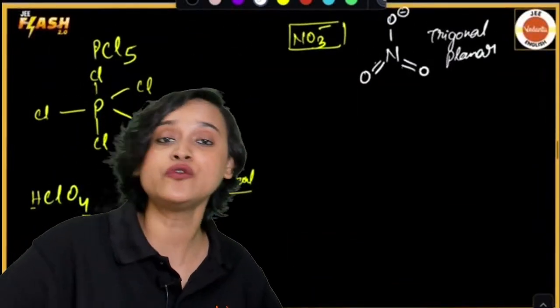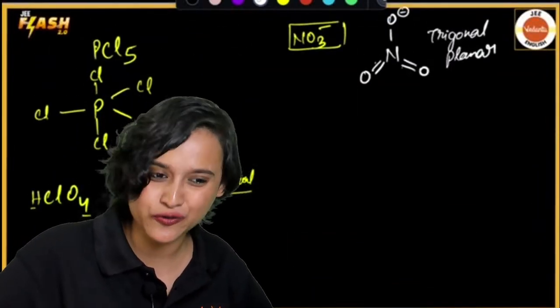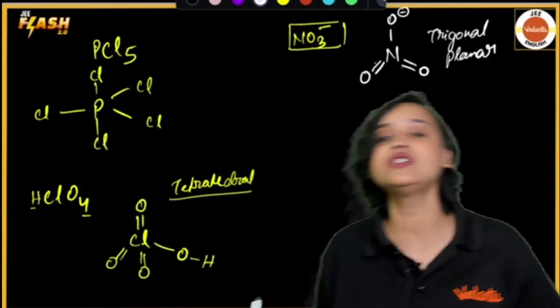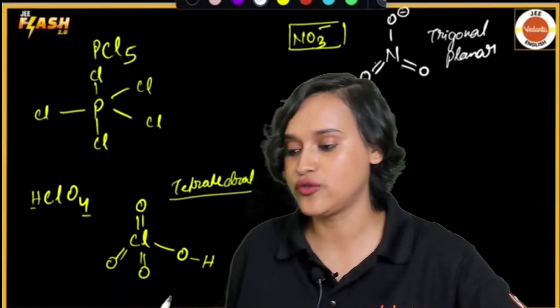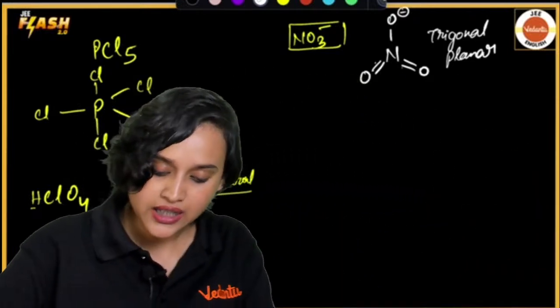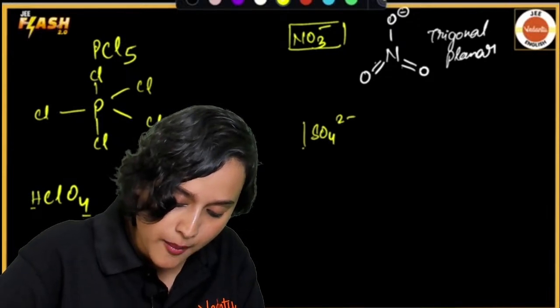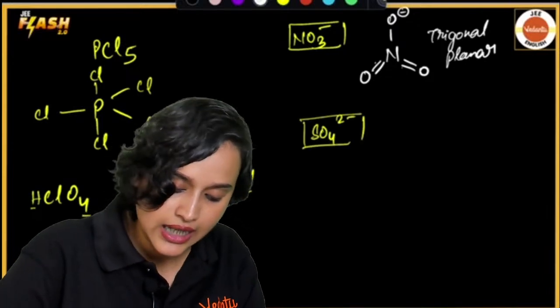Acha, bachos, SO4 2 minus or H2SO4 if they ask, don't get worried. SO4 2 minus: if you remove the hydrogen, it will become SO4 2 minus. Okay. Alright, so let us write about SO4 2 minus. Let's have a look at it.